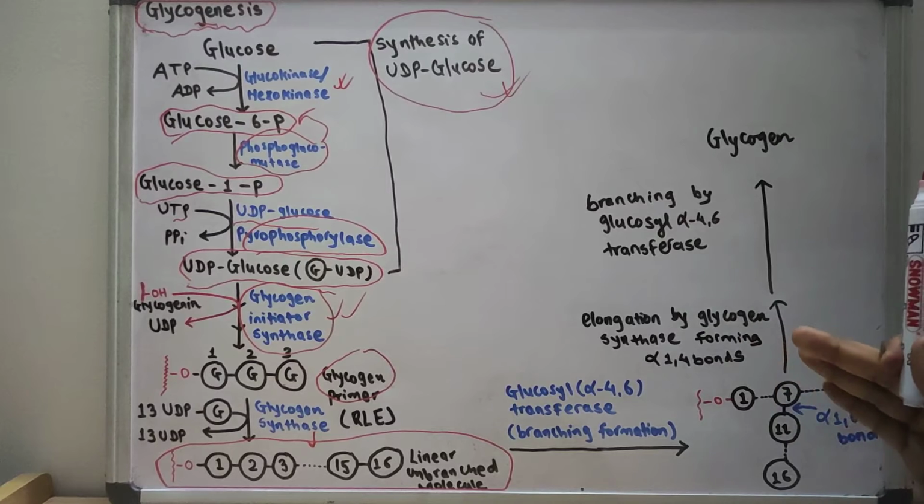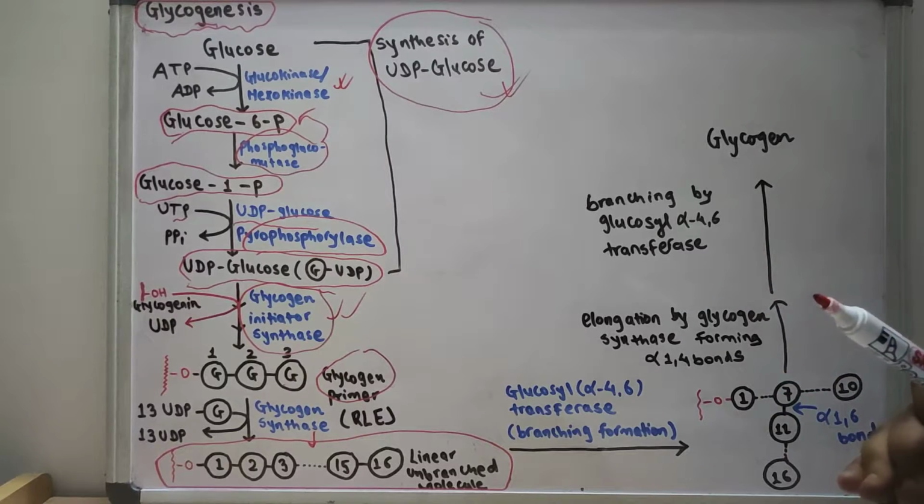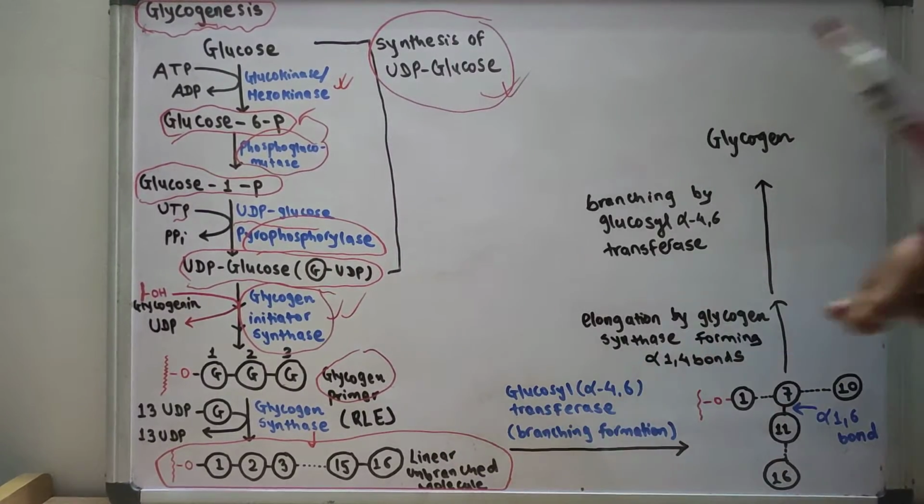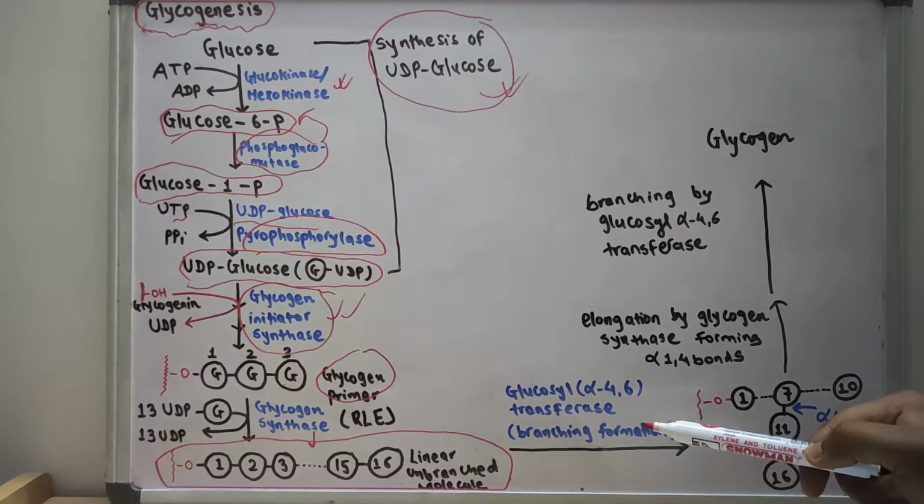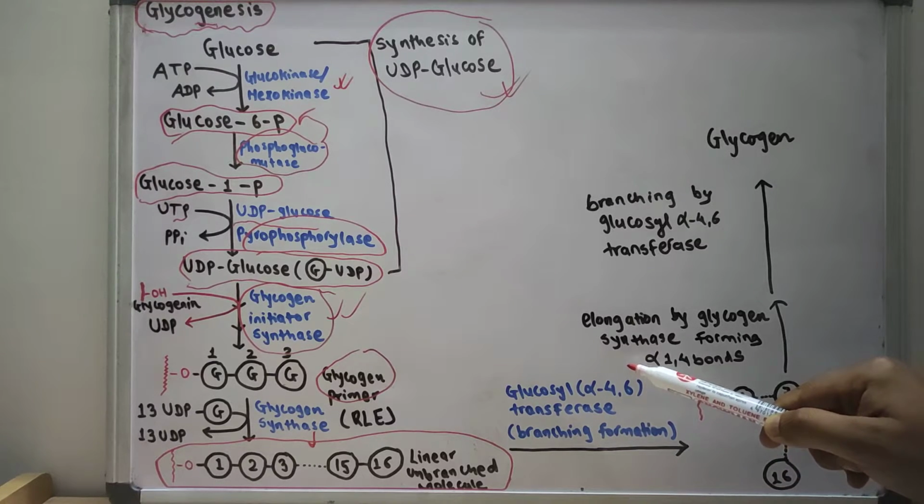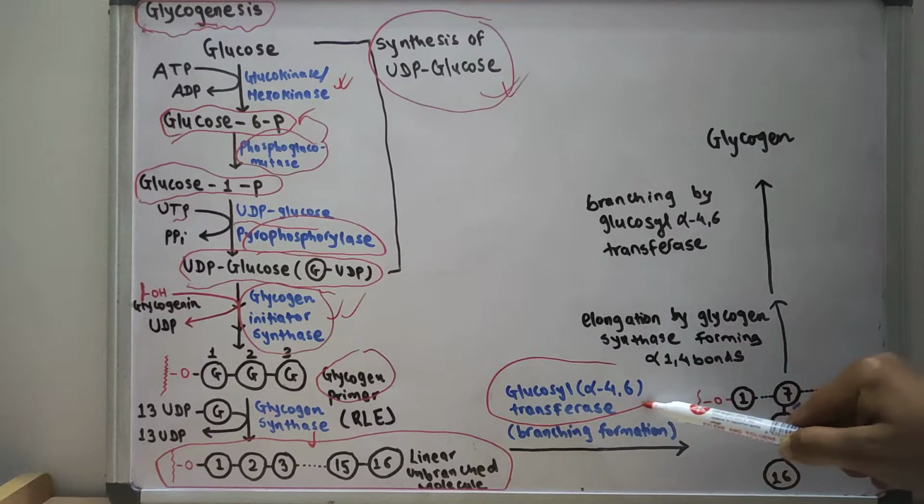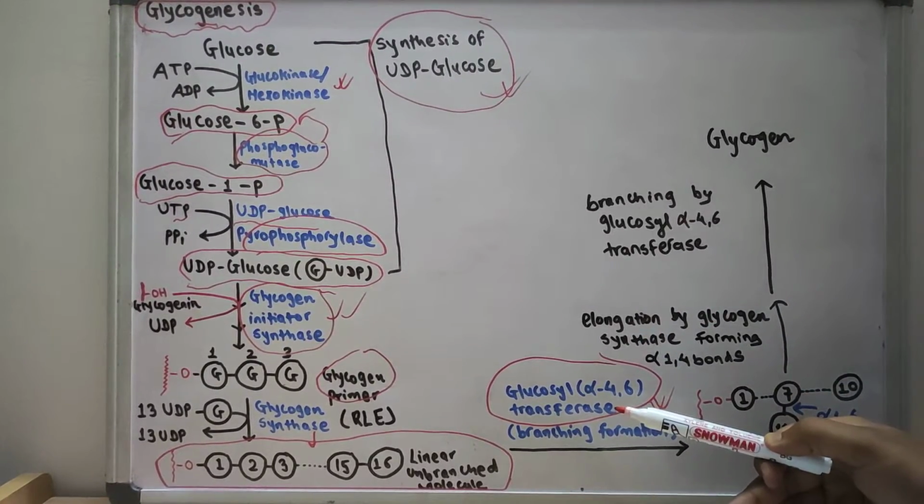Now what happens? As I've already said, glycogen is a branched molecule, so there should be formation of branches in the glycogen molecule. Glycogen synthase can catalyze the synthesis of a linear unbranched molecule with 1,4 glycosidic linkages. Glycogen, however, is a branched tree-like structure, and the formation of the branches is brought about by the action of glucosyl alpha 4,6 transferase.